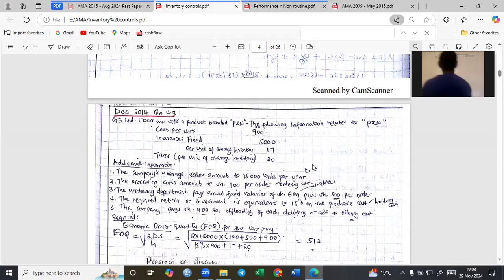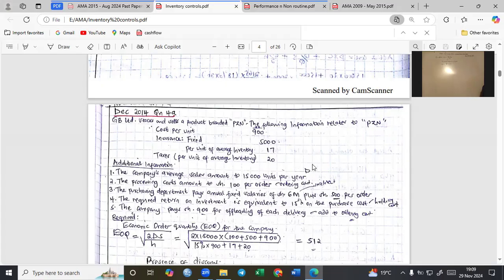Kwanza hiyo unaichukua 900, that's number 1. Cost per order pale juu. So the cost per unit ni 900. Next, we have another one, information number 2. The processing cost amounted to 100 is also an ordering cost. So you add also that one per unit. You know, it's going per unit because it relates to the number of units.